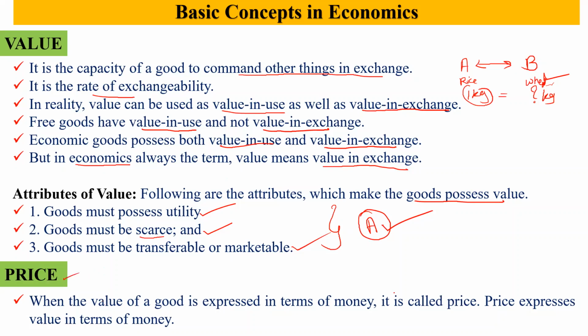The next concept is price. When the value of a good is expressed in terms of money, it is called price. For example, if we take 1 kg of rice, it is for 50 rupees. So this will be 50 rupees per kg of rice. This will be the price of the commodity. That is, value expressed in terms of money.